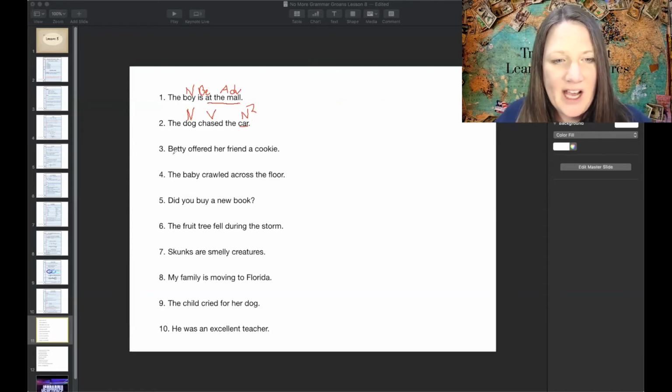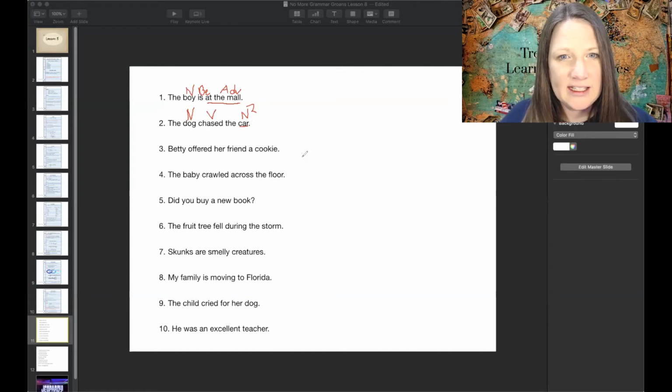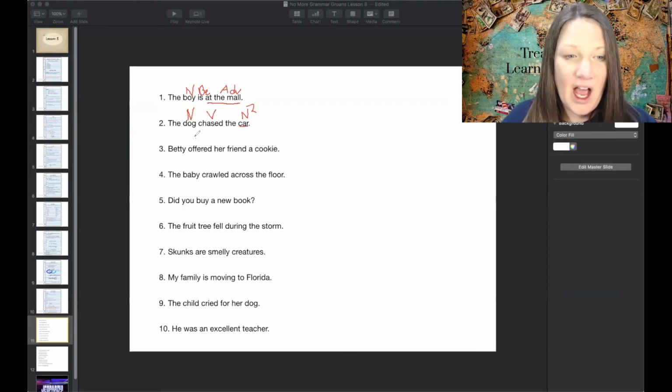Number 3, Betty offered her friend a cookie. Do you see a prepositional phrase? What about a verb? What is happening in the sentence? Offered. Very good. Who offered? Looking for that subject. Betty offered. Now, this is where I like to say, Betty offered what? What was offered?